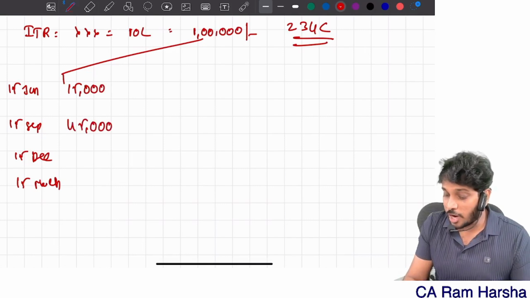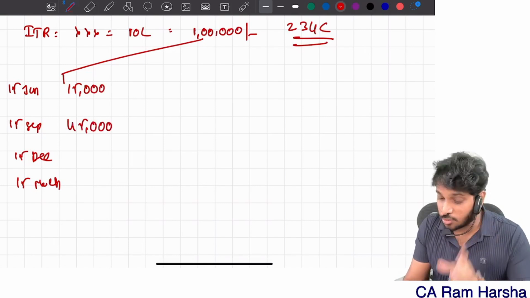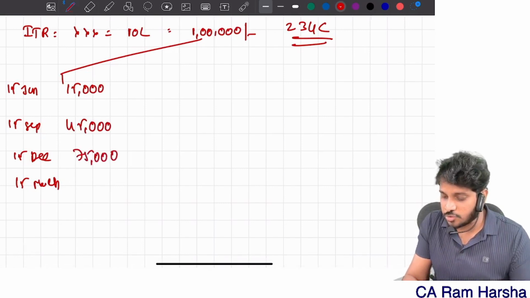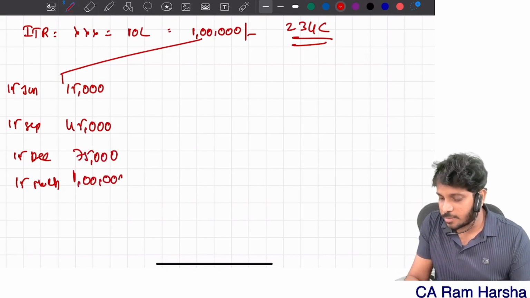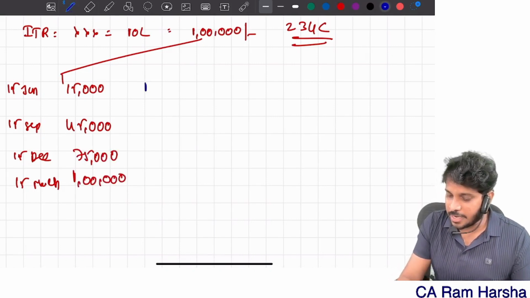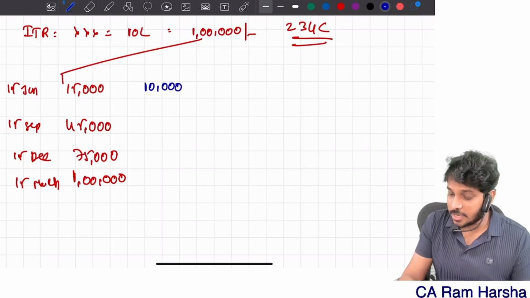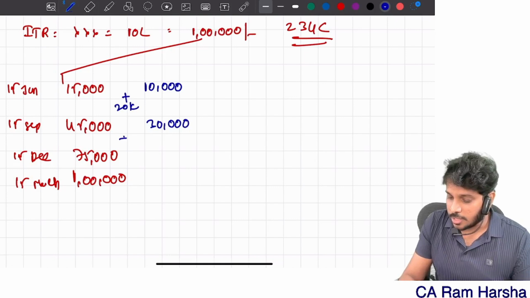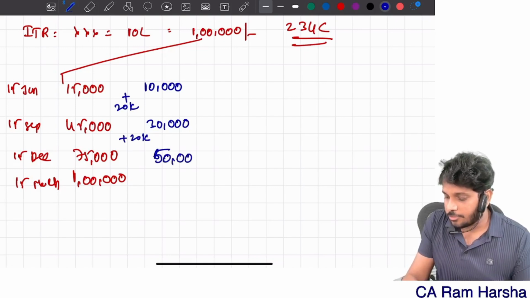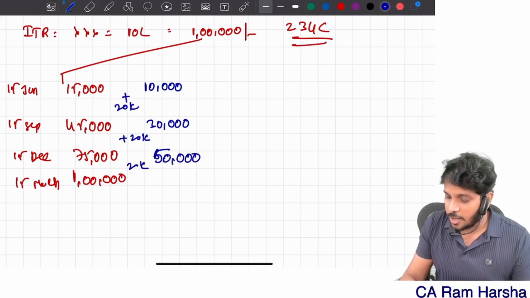By 15th June, 45,000 must be there in the advance tax account. By 15th December, 75,000 must be there. By 15th March, 1 lakh must be there. But the SSE paid here only 10,000. In the second installment he paid 20,000. Totally he paid how much? 30,000. Third installment he paid 20, totally 50,000. Fourth installment he paid another 20, making it totally 70.